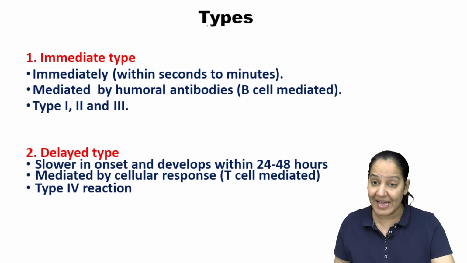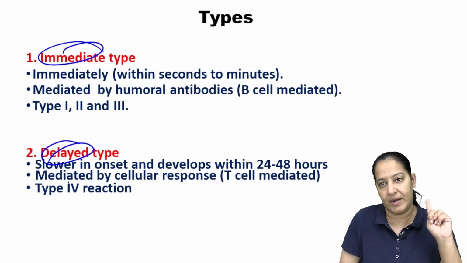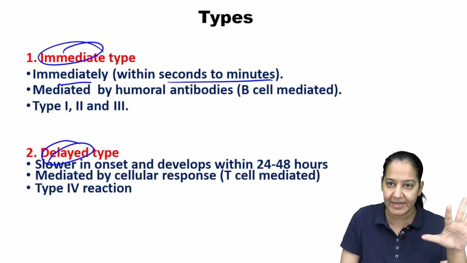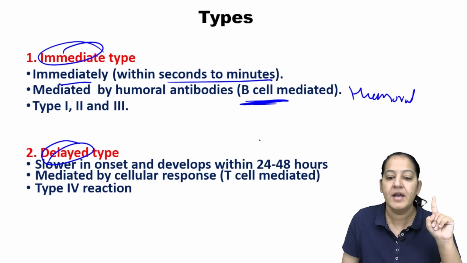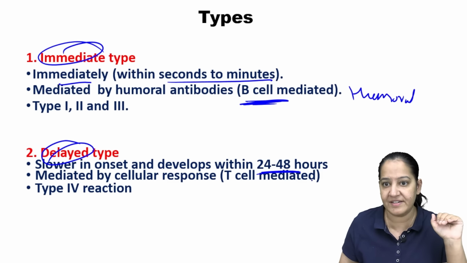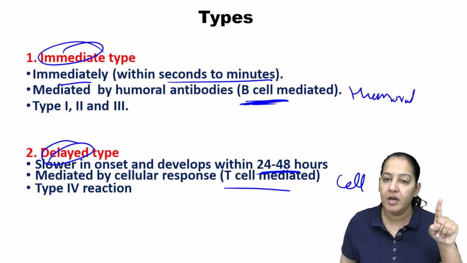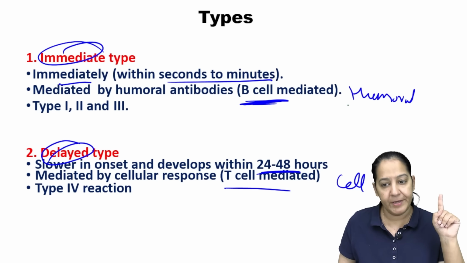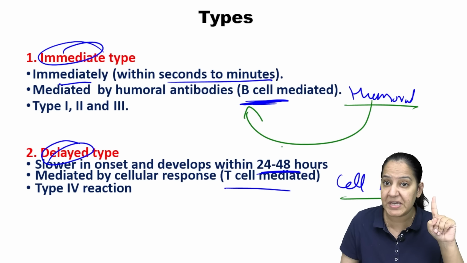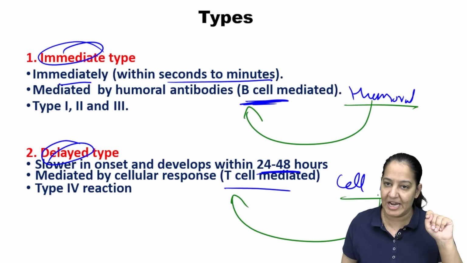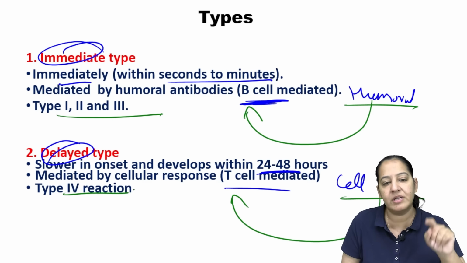Coming to the classification of hypersensitivity, there are two types, the immediate one and the delayed one. The immediate one occurs within seconds to minutes, and it is B cell mediated, that is humoral immunity. The delayed one occurs after 24 to 48 hours, and this one is T cell mediated, that's why cell mediated immunity. We know we have two types of immunity, humoral and cell mediated. The humoral immunity is B lymphocyte mediated, and the cell mediated is T lymphocyte mediated. So in type 1, 2, 3, the B cell is involved, and in type 4, the T cell is involved.